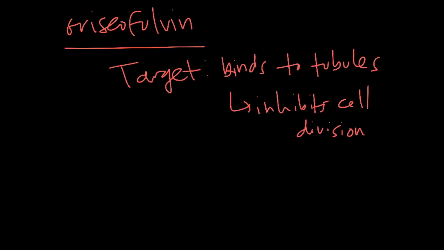So our last drug is griseofulvin. Griseofulvin acts by binding to tubules, and tubules are involved in cellular division. So if you bind to tubules, you inhibit cellular division, and fungal cells can't grow.